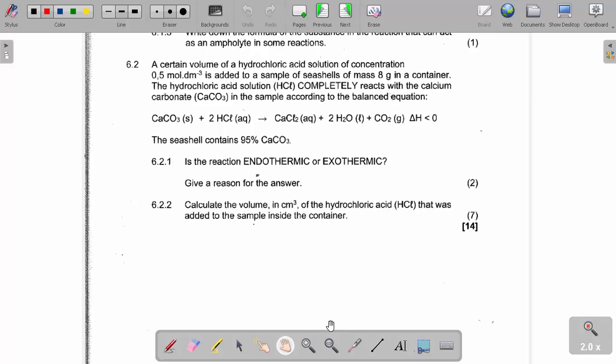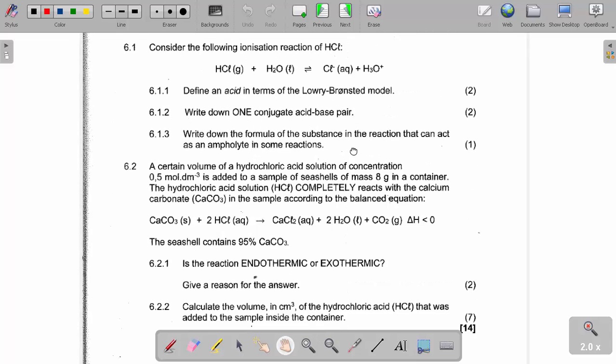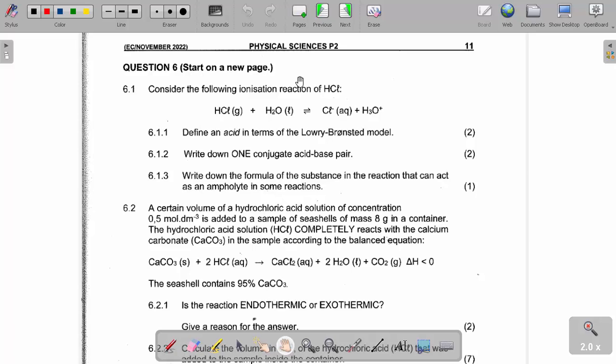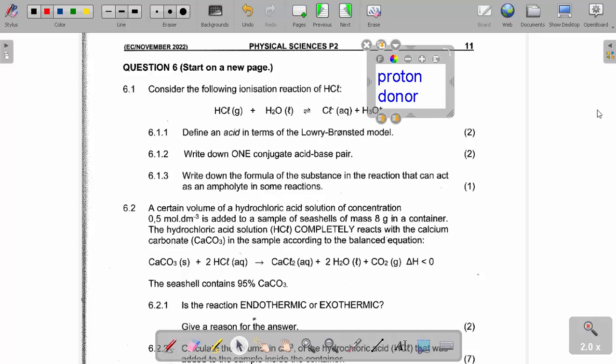Then next we have this question. They say, consider the following reaction of HCl, that is hydrogen chloride, plus water, to give us chloride plus hydronium ion. Define an acid in terms of the Lowry model. What's an acid, guys? Talk to me now. An acid is a proton donor, right? It's a proton donor. That's an acid in the Brønsted-Lowry model.